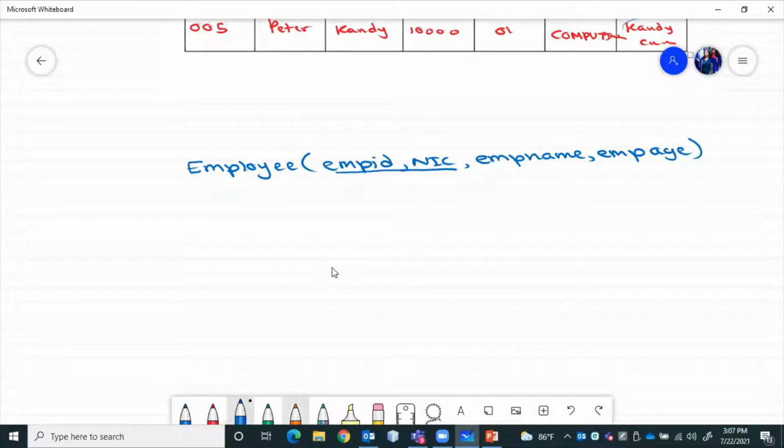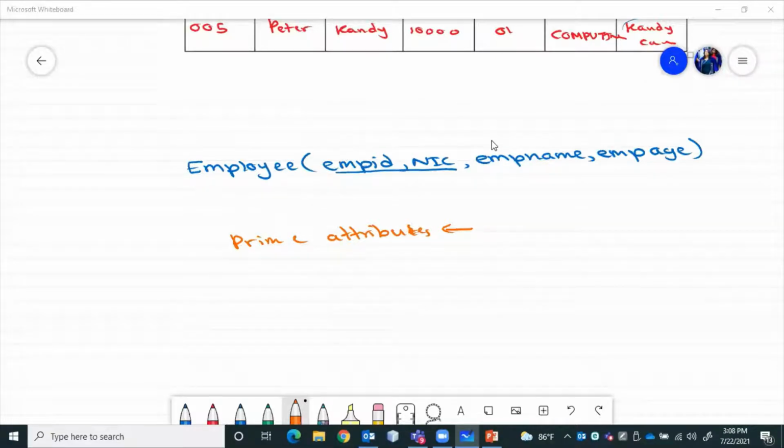So we have two terms now. The first term is prime attributes. Prime attributes means any attribute which is participating in the primary key. Sometimes it could be one, two or more. Just use your chat and send me what are the prime attributes available in this particular employee relation. Yeah, we got an answer. Yes, EMPID and the NIC.